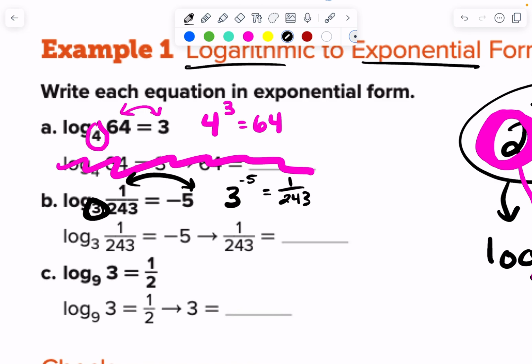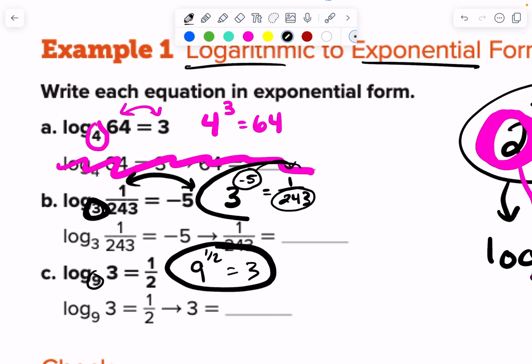Okay. C would be your base is 9. 9 to the 1/2 power equals 3. The 1/2 power, by the way, just means the square root. So the square root of 9 is 3. That makes sense. Just like up here, this negative power means that you are making it into a fraction. So 3 to the 5th power is 243, but 1 over 243 would be negative 5th power. So this is your conversion.